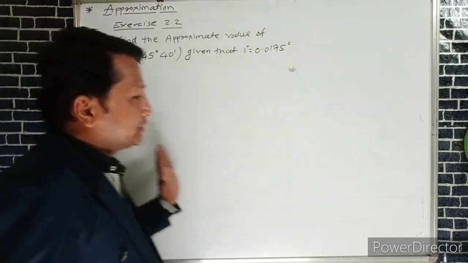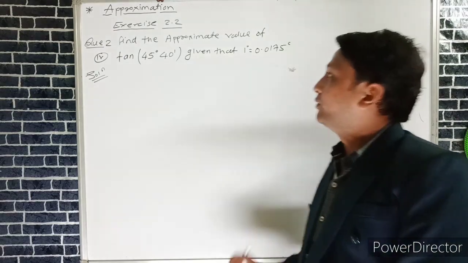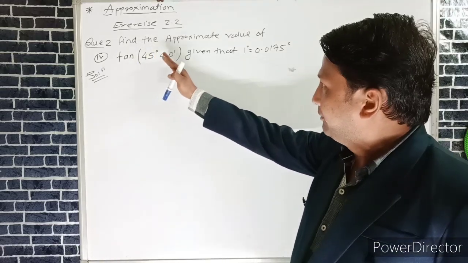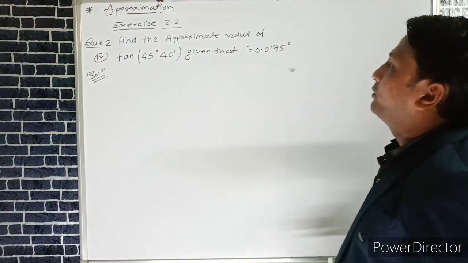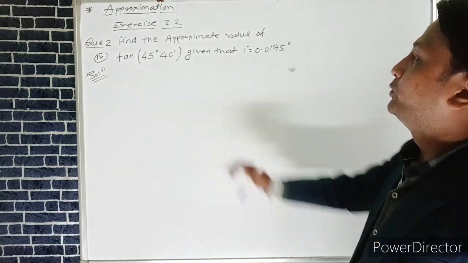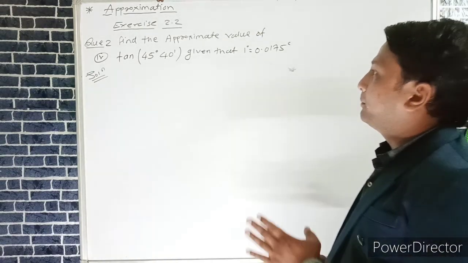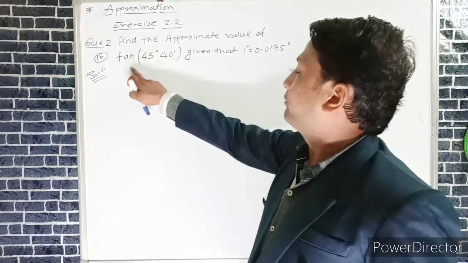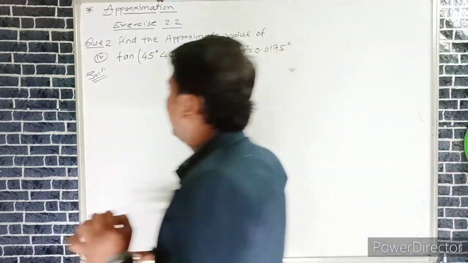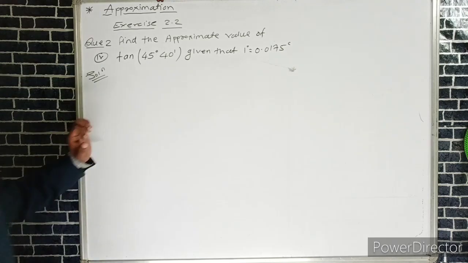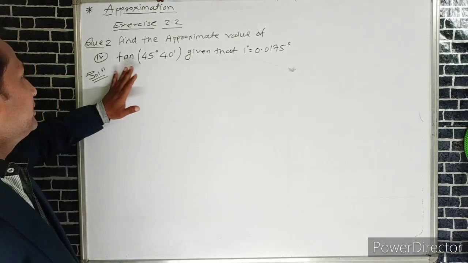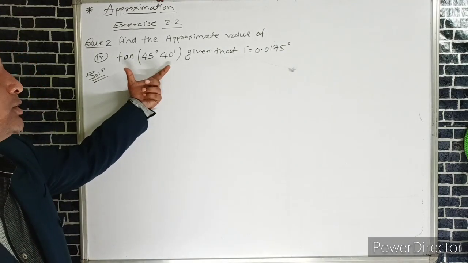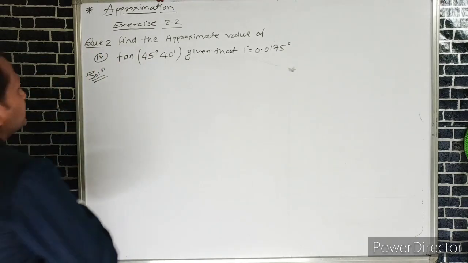Again, example number 4 is tan of 45 degree 40 minutes. Here we have to find the approximate value of tan of 45 degree 40 minutes. We know the value of tan of 45 degree from the table, which is tan of pi by 4, equal to 1. It is difficult to find tan of 45 degree 40 minutes directly, so we use the rules of approximation. First we consider the function f of x.